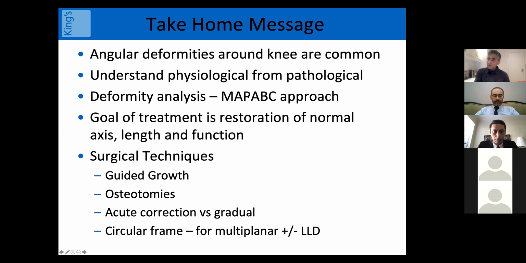And then once you pick the bone, analyze the angles and work out where the apex is, do the bone cut, and then plan your correction, either acute or gradual. So that approach generally works very well. So the goal of treatment is always the same: restoration of normal axis, length, and function. There's a whole range of options available, but generally, if the child is still skeletally immature, then guided growth, later on osteotomies. Thank you very much, guys.